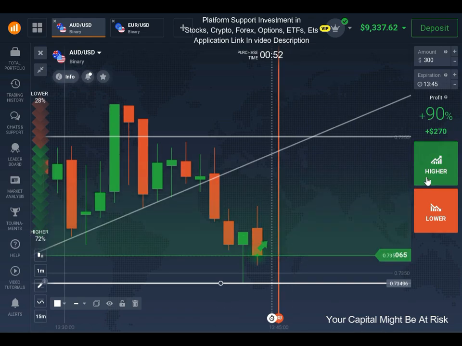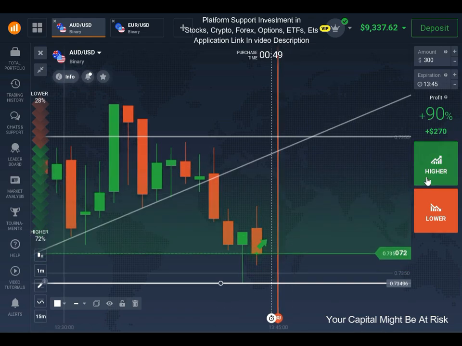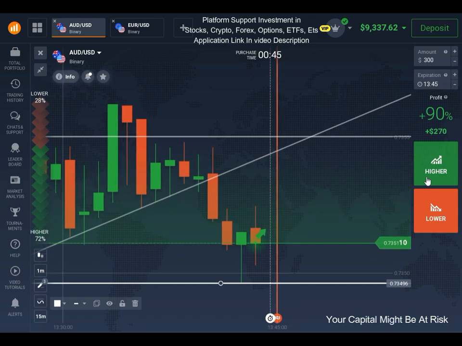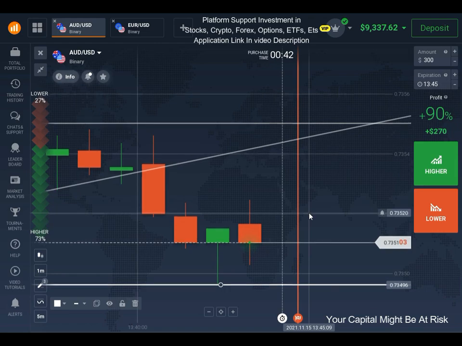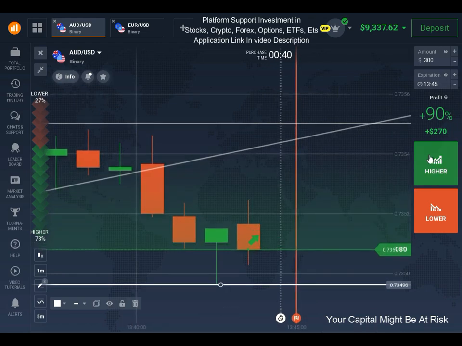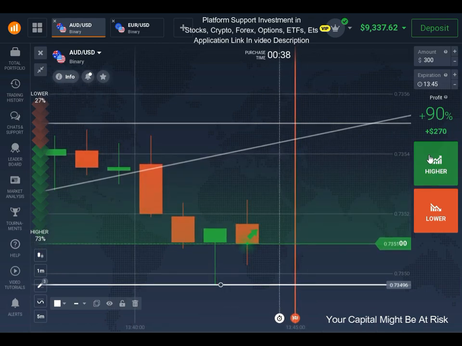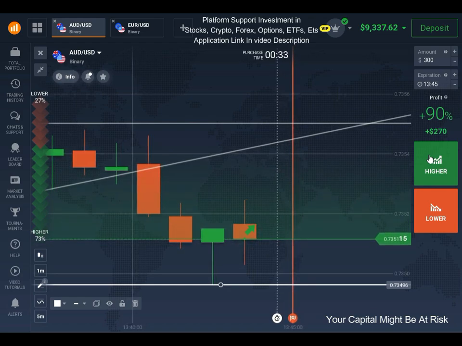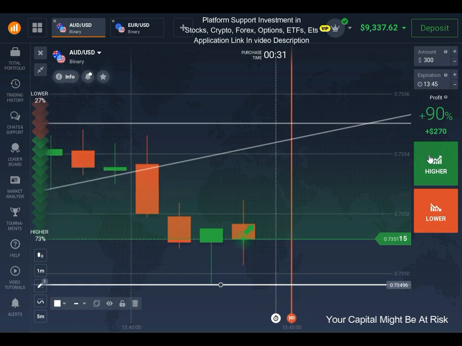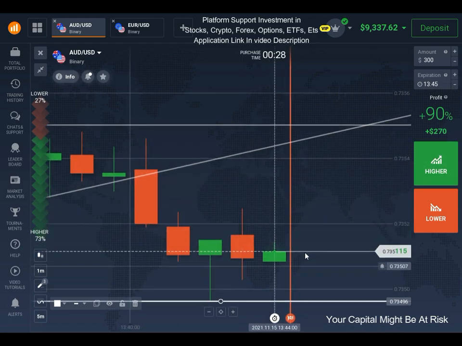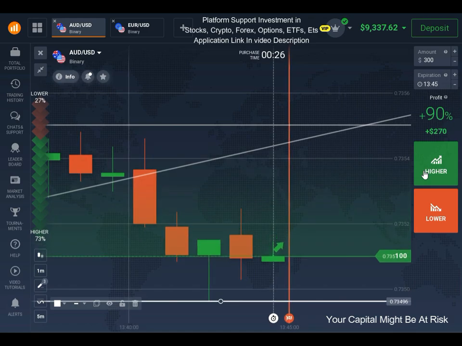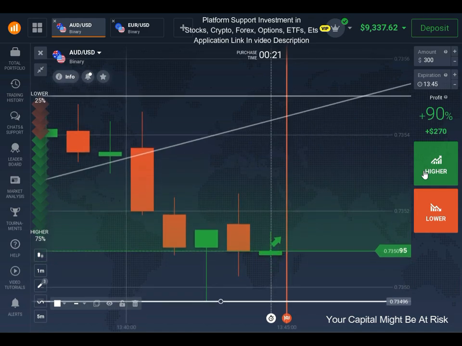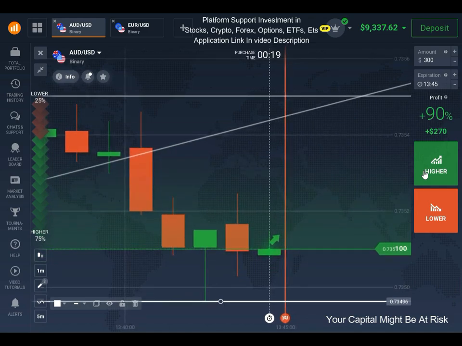You can see market is getting constant rejection. I'm waiting for one more confirmation. Okay, you can see. Let's focus here. So it's a spinning top here. I'll wait. Patience is very, very important here.